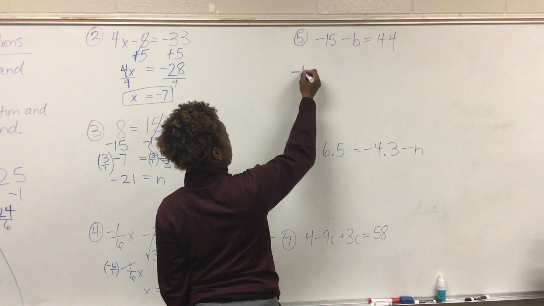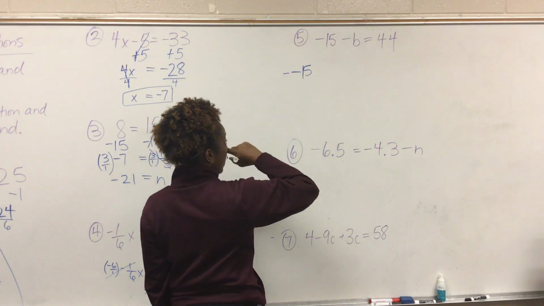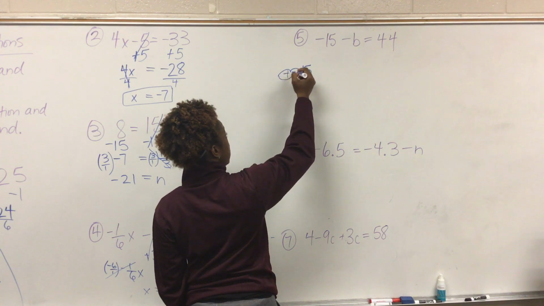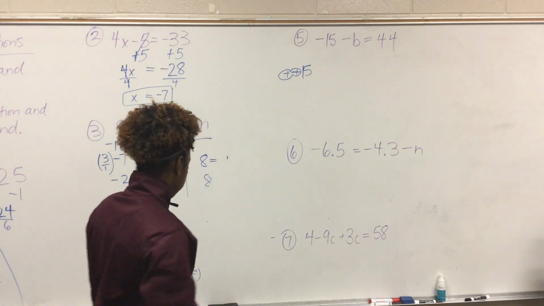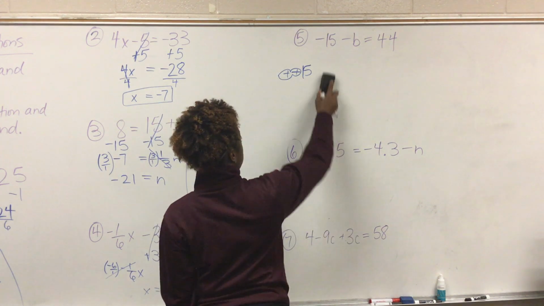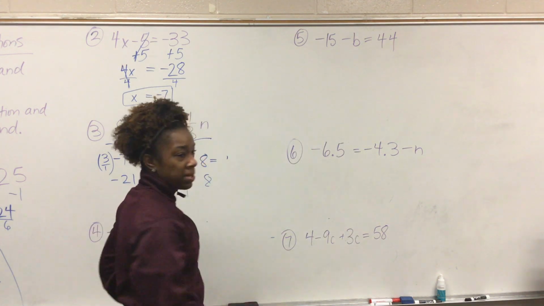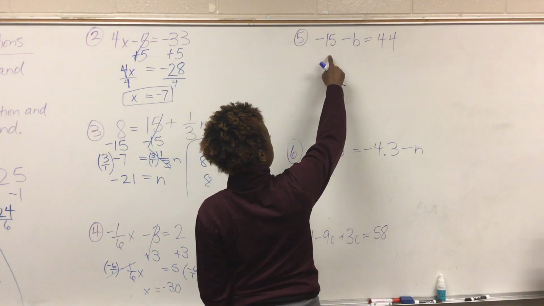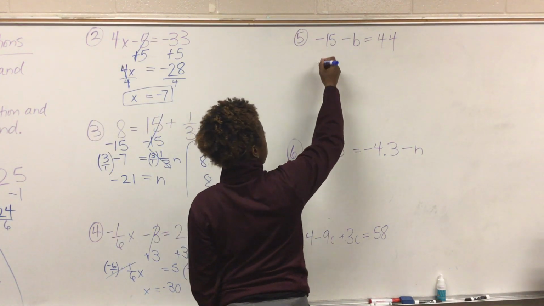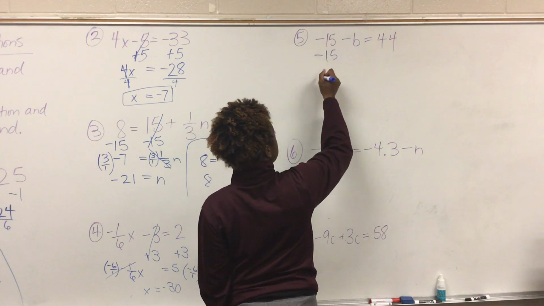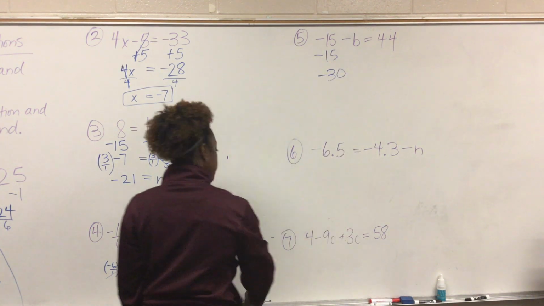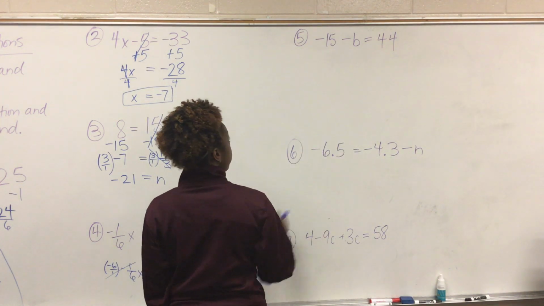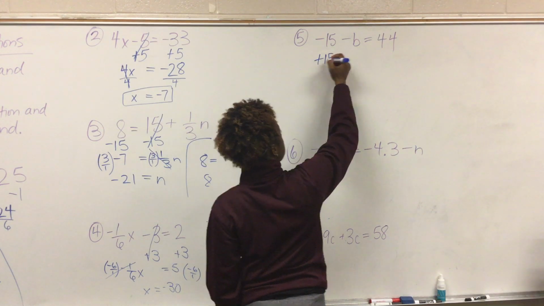If negative 15 is being subtracted from b, then we know when we have these two signs together, that really means to add. Okay? So you can look at it that way, or we know we have to make a zero pair. So if we wanted to cancel out this negative 15 to leave b by itself, if we do minus 15, then that's going to give us negative 30. And we do not want that. So in this case, we need to add 15 on both sides of the equal sign.